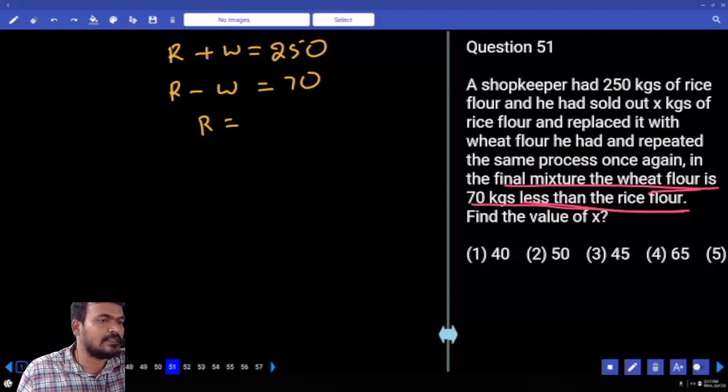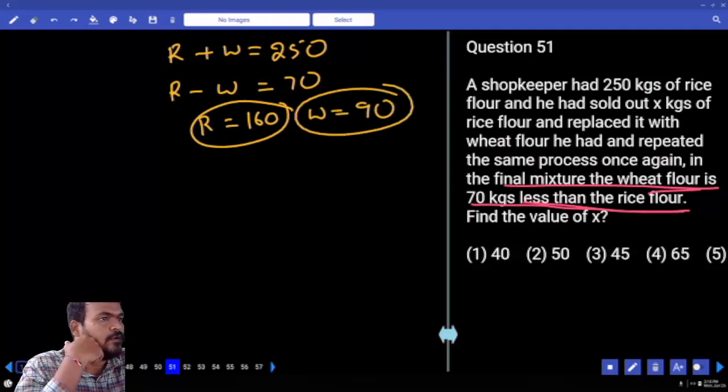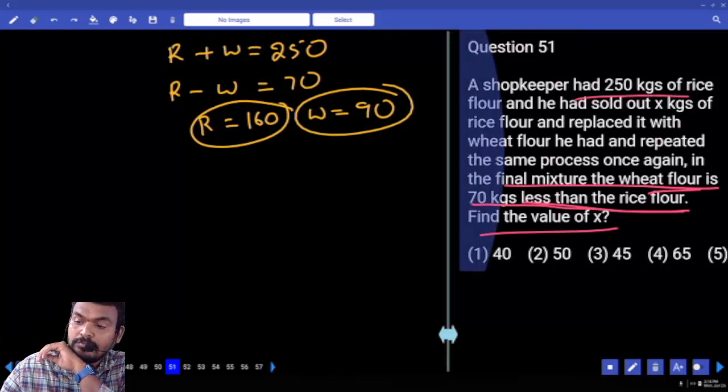250 plus 70, 320 by 2 means 160. Rice value 160, then wheat value 90. Okay. What is the question here? Find the value of X. What is the initial rice? Rice flour initial. Initial rice flour 250.